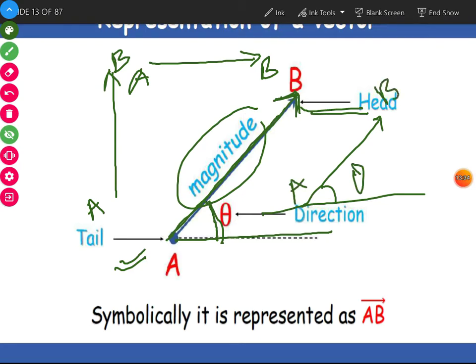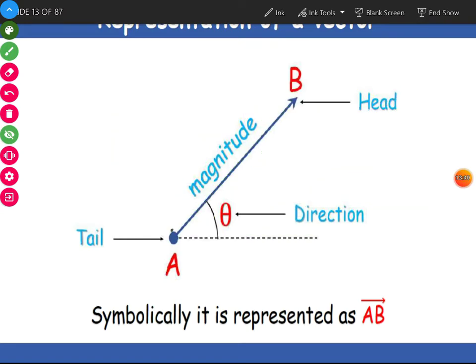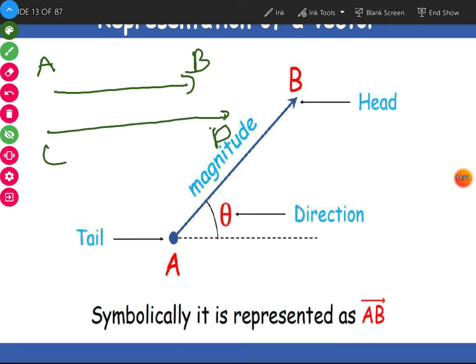So AB can be anywhere in space, and the important thing is the length of this arrow represents the magnitude. Say for example this is AB. Pictorially we can represent it like this. Say for example this is AB, and this is for example CD. You can see that CD is much greater than AB. So CD is greater than AB, though the direction of both vectors is the same.